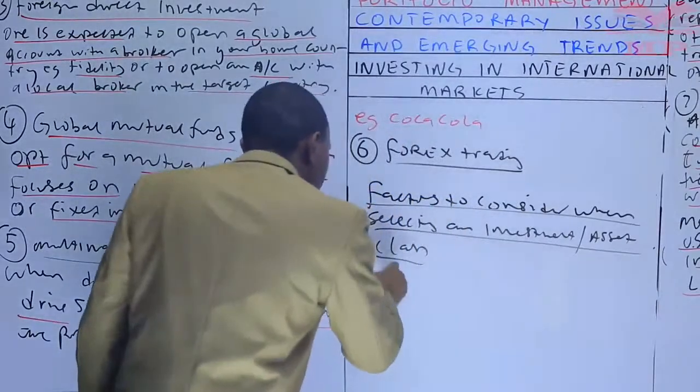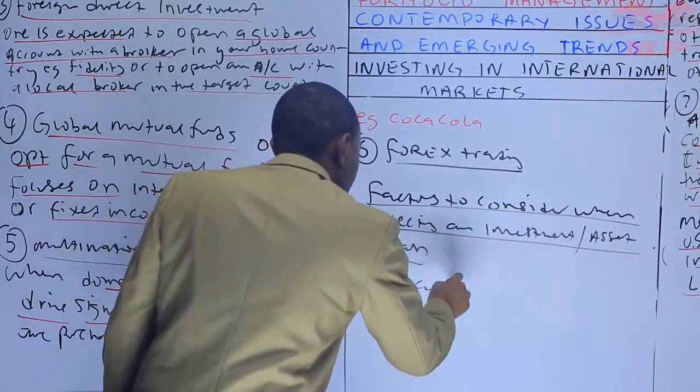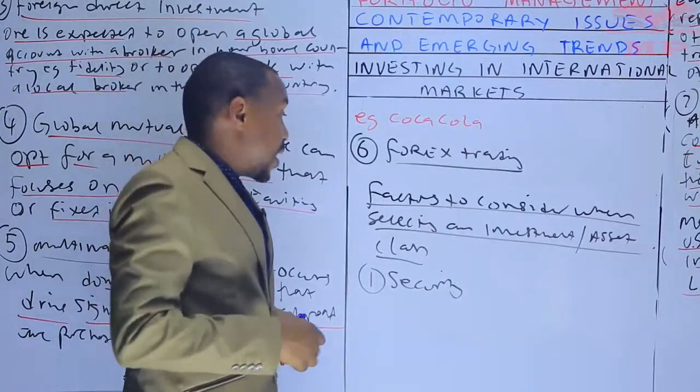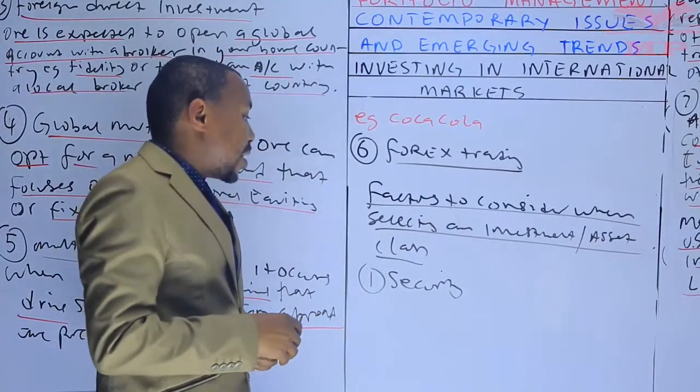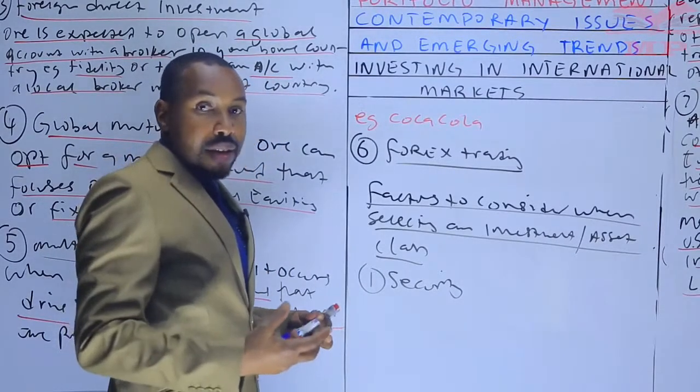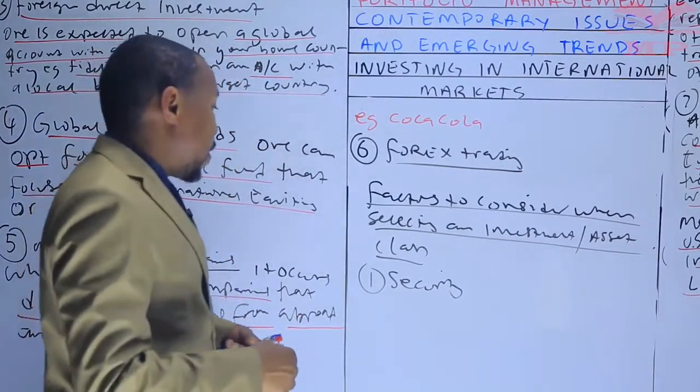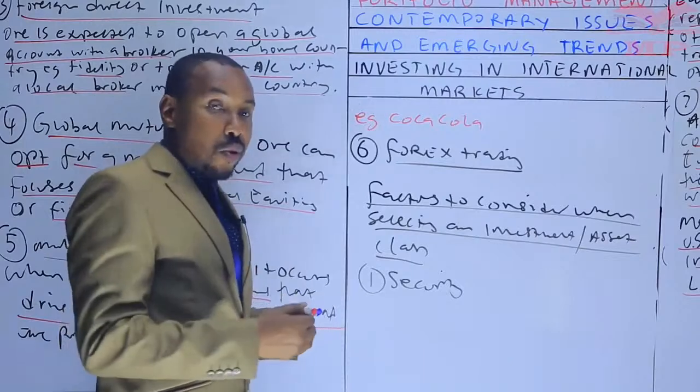The first one is security. When investing in asset classes, they need to provide some element of security such that it cannot actually be stolen by someone or cannot be purchased by someone unless you actually authorize for that.